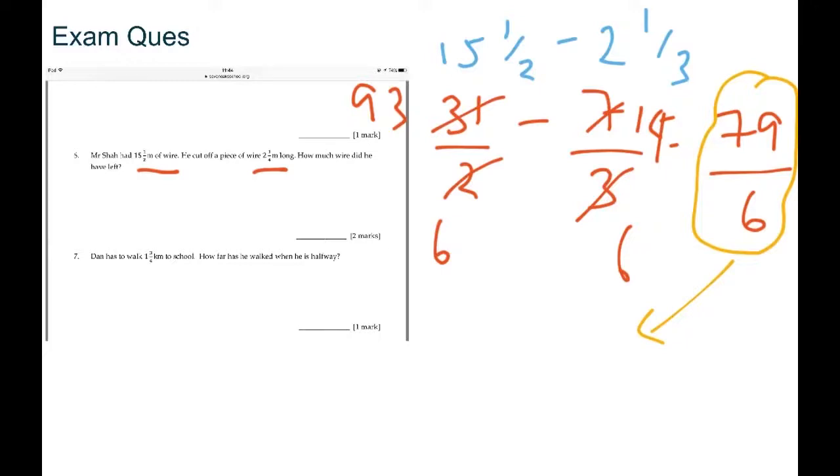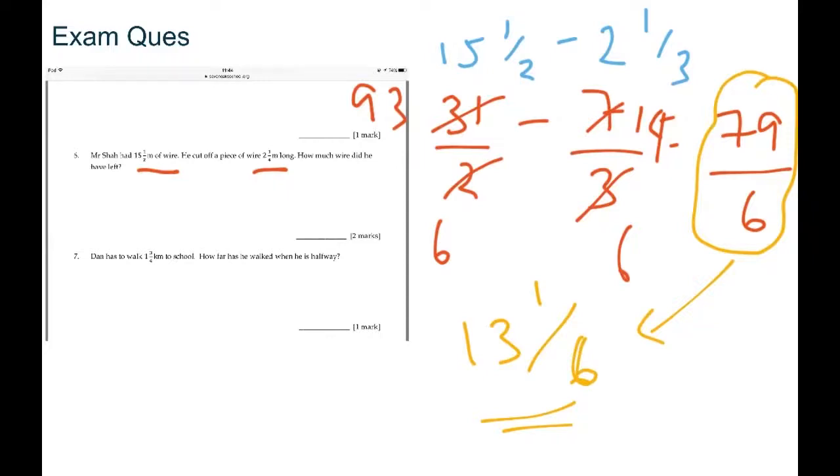Well, we looked at it earlier. So how many 6's go into 79? Well, 6 10s are 60, 6 11s are 66, 6 12s are 72, 6 13s are 78. So we would have 13 remainder. 79 minus 78 is 1 over the original denominator, which is 6. So your answer is 13 and a sixth.